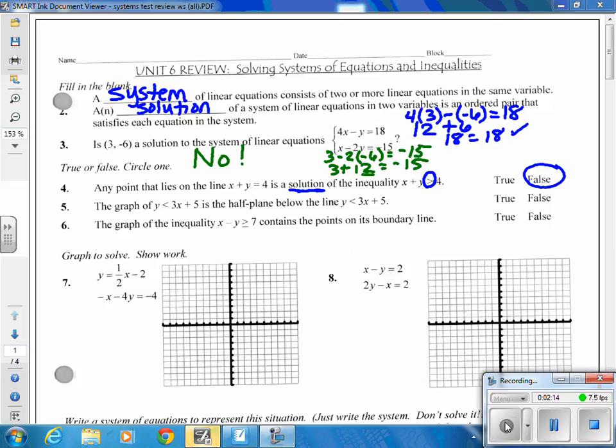For number 5, the graph of y is less than 3x plus 5 is the half plane below the line. In other words, they're asking you about the shaded area. Again, you do not need to graph this. Look at the symbol less than, right, and think about your hand and the trick I taught you in class. If it's less than, then you're going to shade below your hand, which is below the line. So this is a true statement.